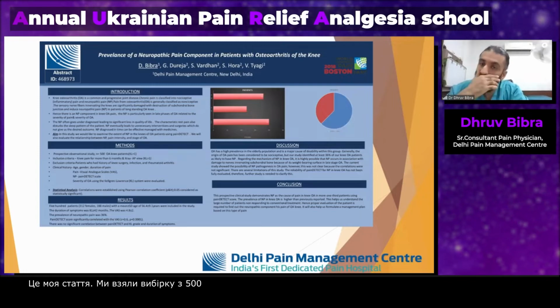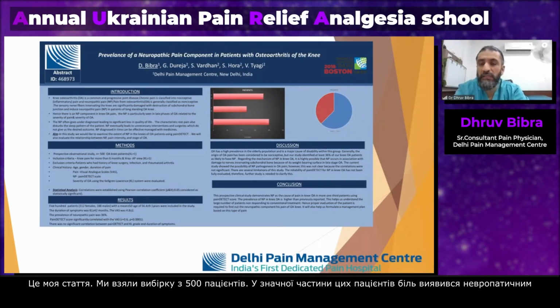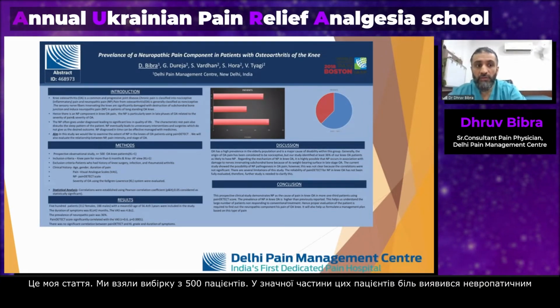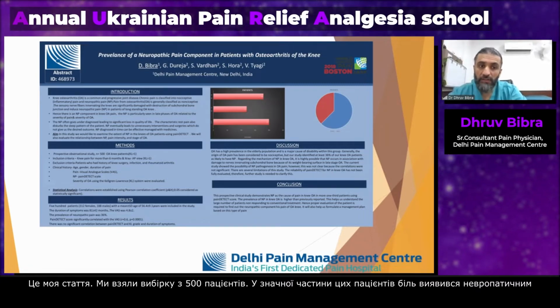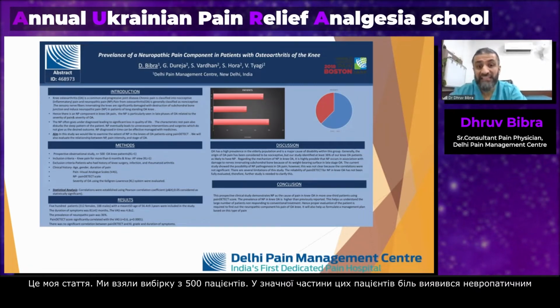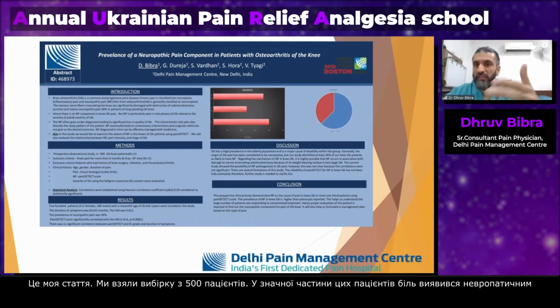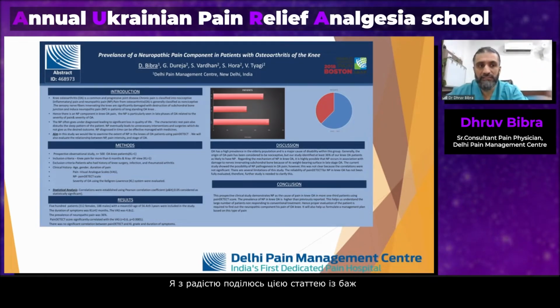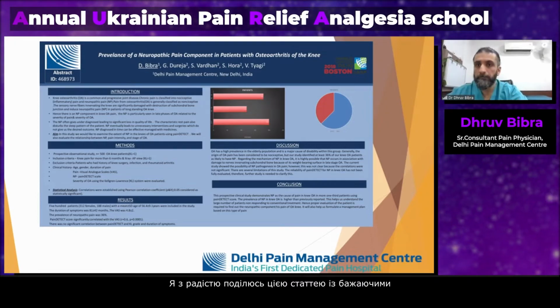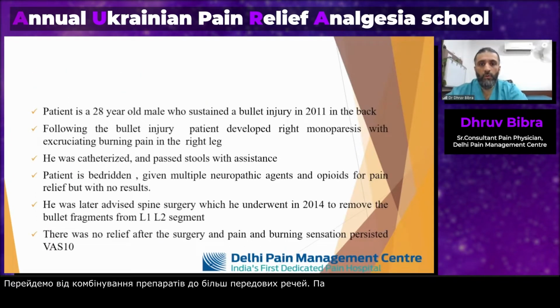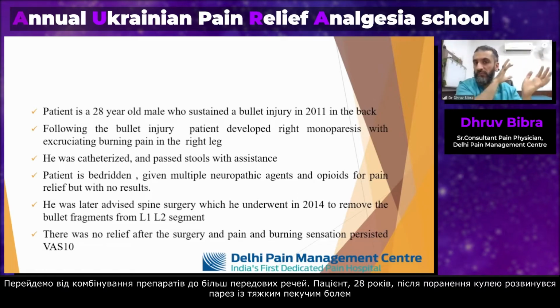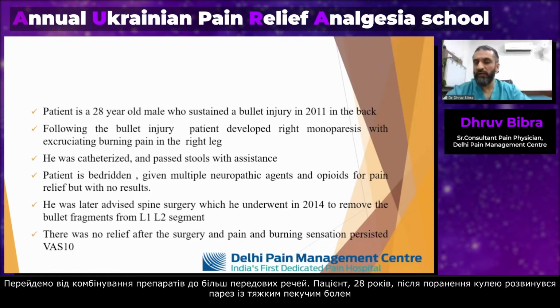And this was our paper, which was presented by me at the World Congress, where we got a sample of around 500 patients and found a significant number of patients who had neuropathic pain. Anybody who would like to get the details, I will be more than happy to share them. Now, moving from drug combinations to more advanced stuff.